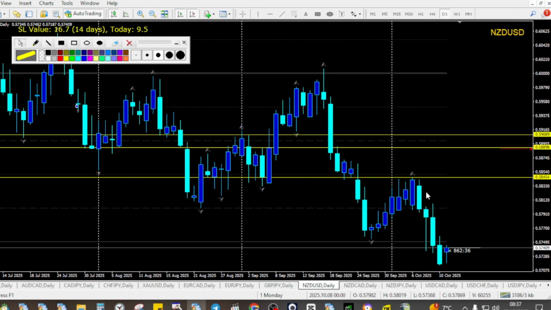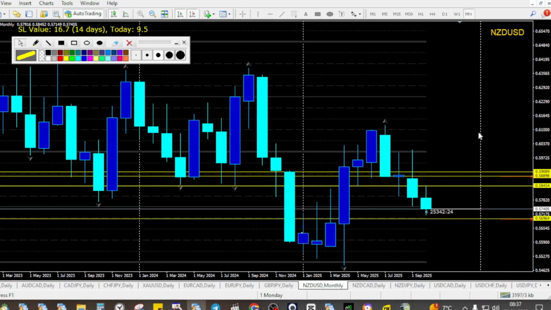New Zealand USD. So it's a downtrend, yeah it is, but there is no fair value gap or anything. The move going down is not very clean, so I will not be taking this trade. On the monthly, so we have a downtrend, pretty clean, creating a new low.